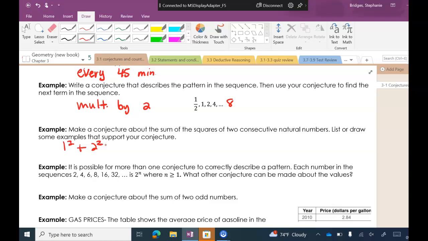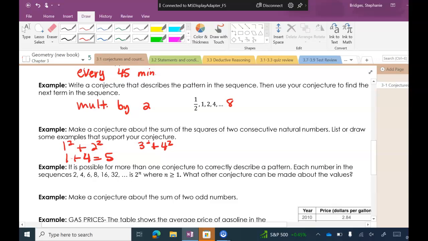So first of all, what's 1 squared? 1. And what's 2 squared? And what's 1 plus 4? Okay, so 5. What kind of number is 5? I heard somebody say odd. All right, let's take a look at the next one. Let's do 3 and 4. So I'm going to do 3 squared plus 4 squared.